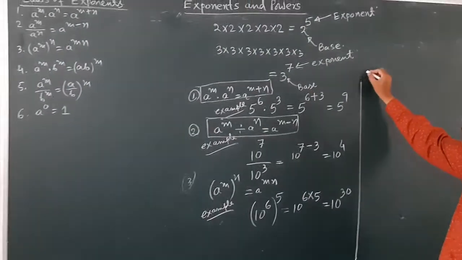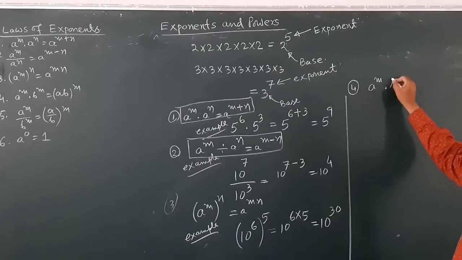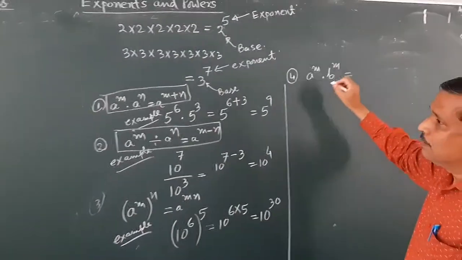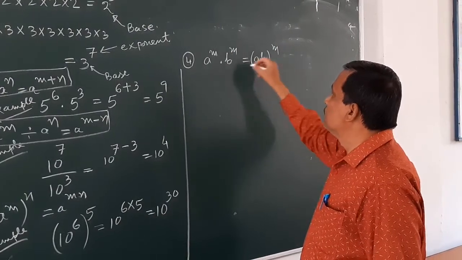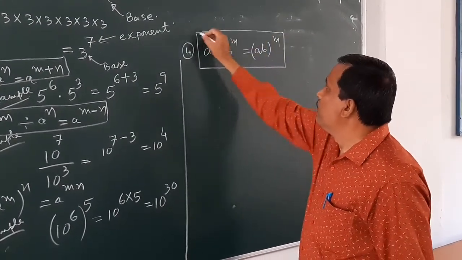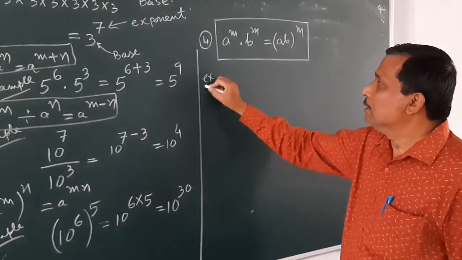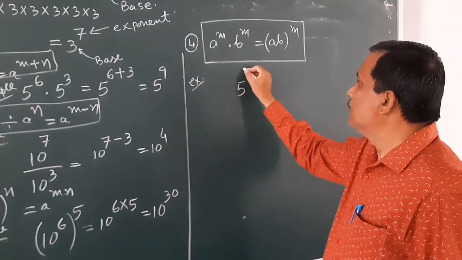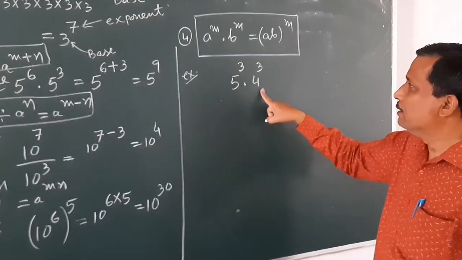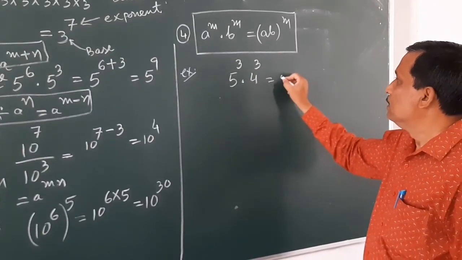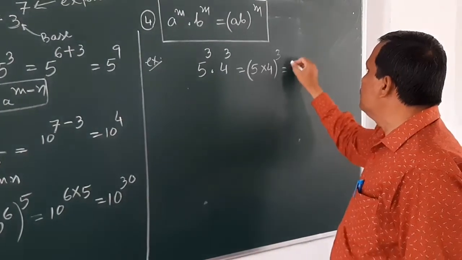Then next is your fourth law, is a to the power n into b to the power n. In this case you see, the bases are different, but the power are same. So a to the power n into b to the power n is equal to ab whole to the power n. So you take one example here like that. Suppose 5 to the power 3 into 4 to the power 3. So here the bases are different, but the power are same. So then this will be 5 into 4, whole to the power 3, that is 20 to the power 3.